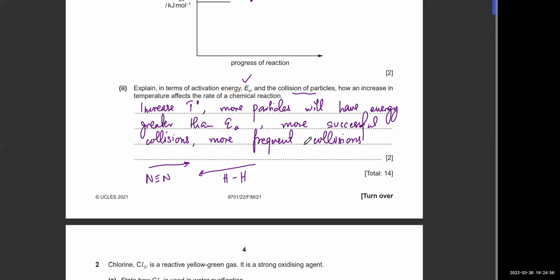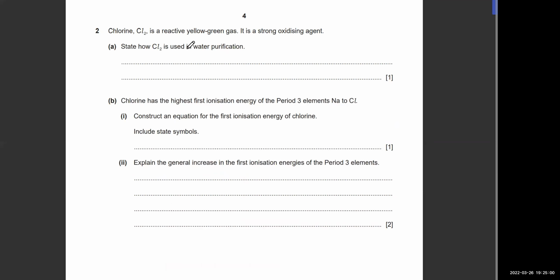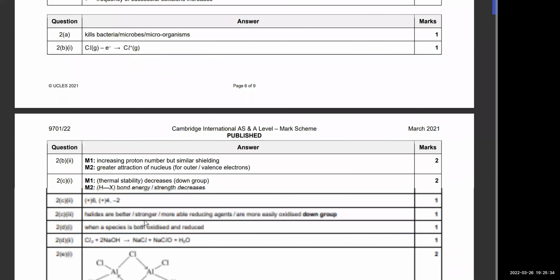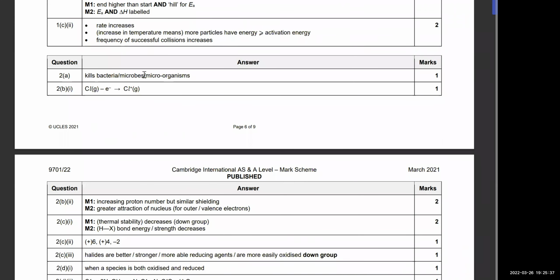As a part, to state how Cl2 is used in water purification, so it's a disinfectant. It kills bacteria. I'm not sure if they're asking for the reaction as well. Cl2 reacts with water, and this is inorganic, so it produces HCl. Sir, do we have to mention the name, chloric acid, oxidation? No, one mark. Detail is not important. That just kills bacteria. That's about it. Okay? So, no detail is required. But in the syllabus, it's not required.